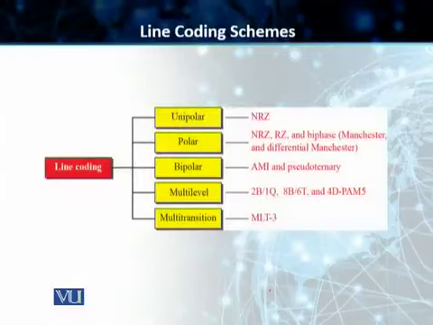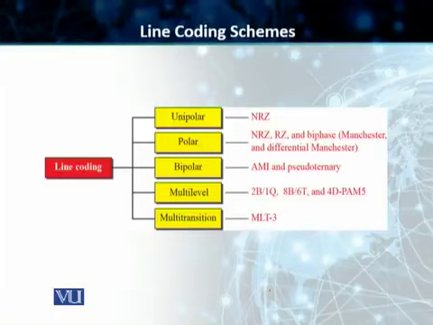So the first line coding technique that we have got is unipolar. We have got a unipolar NRZ. NRZ stands for non-return to 0. We have got some polar techniques which include non-return to 0, return to 0, and biphase. In the biphase, we have got Manchester and differential Manchester.